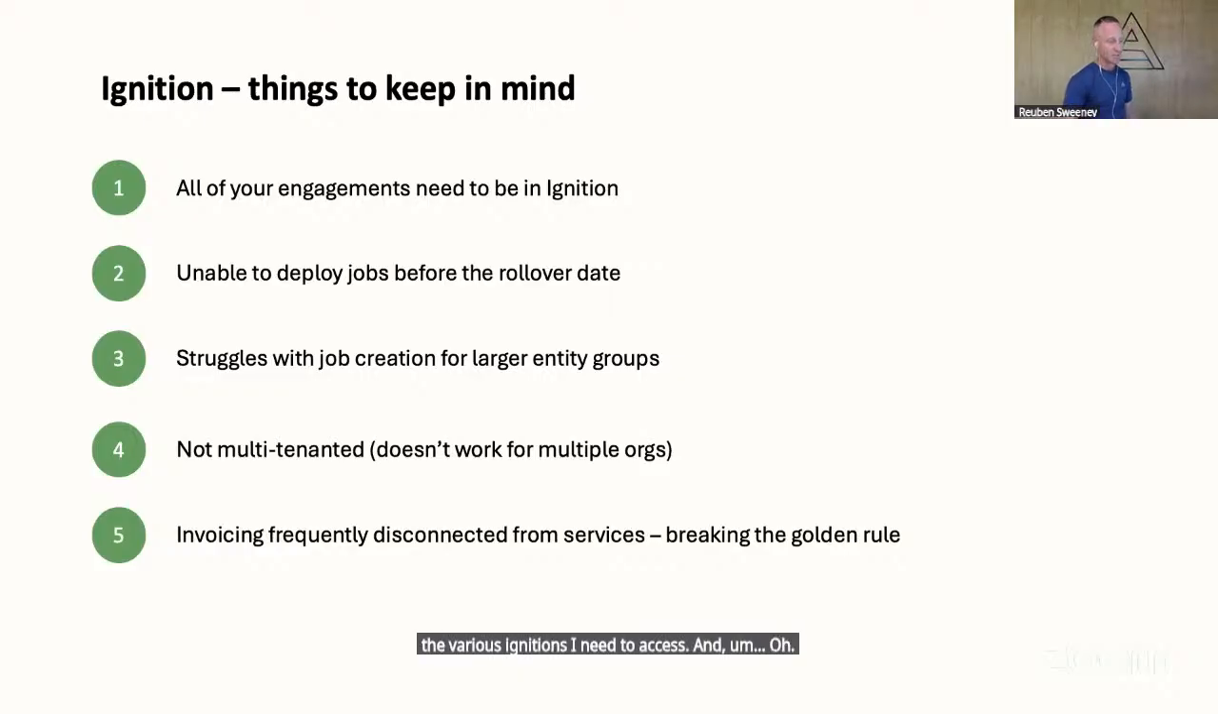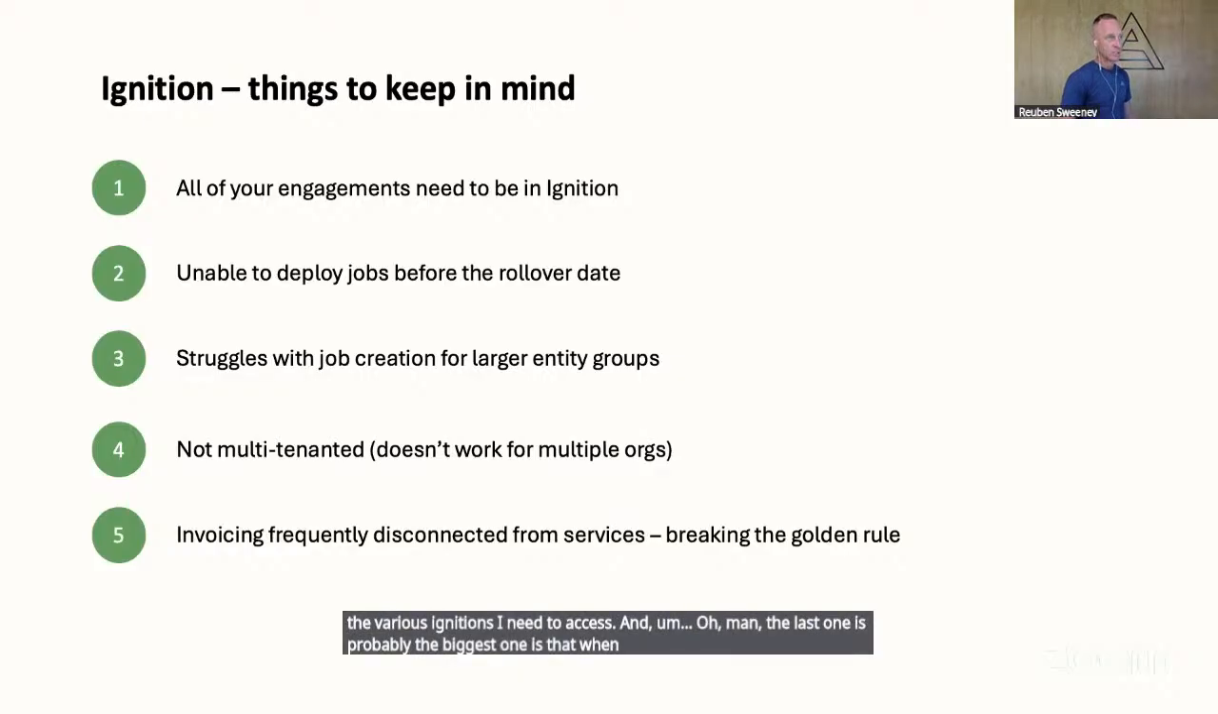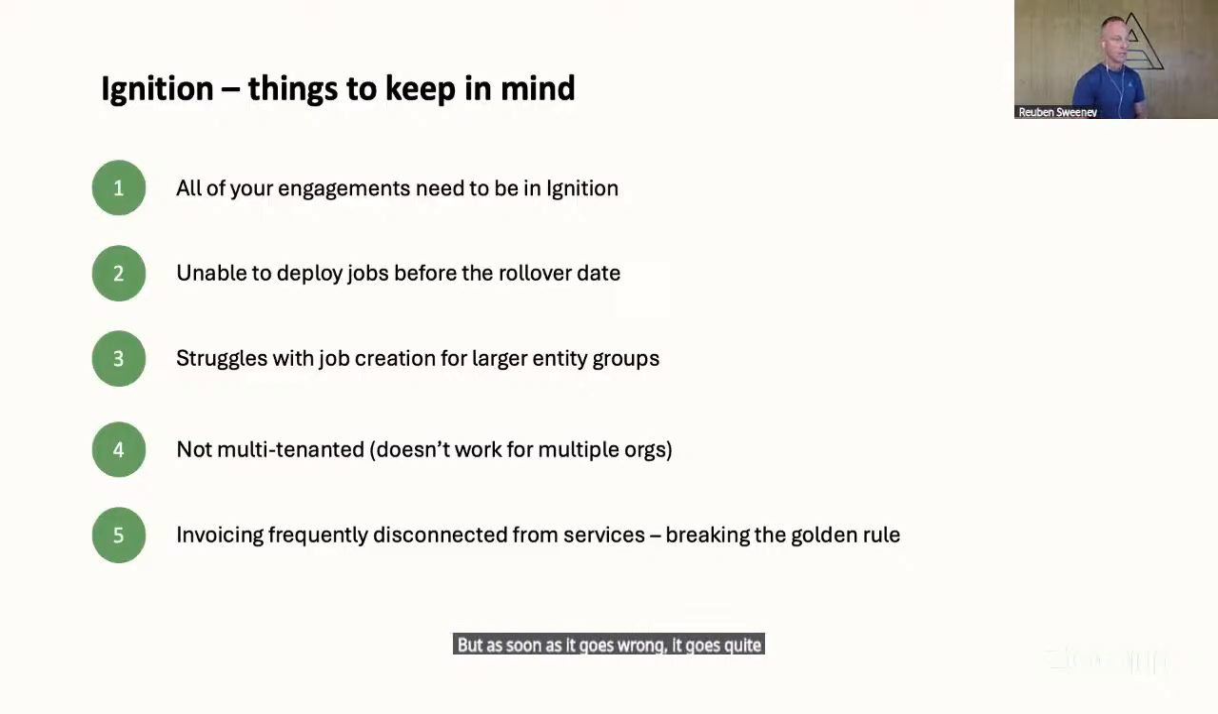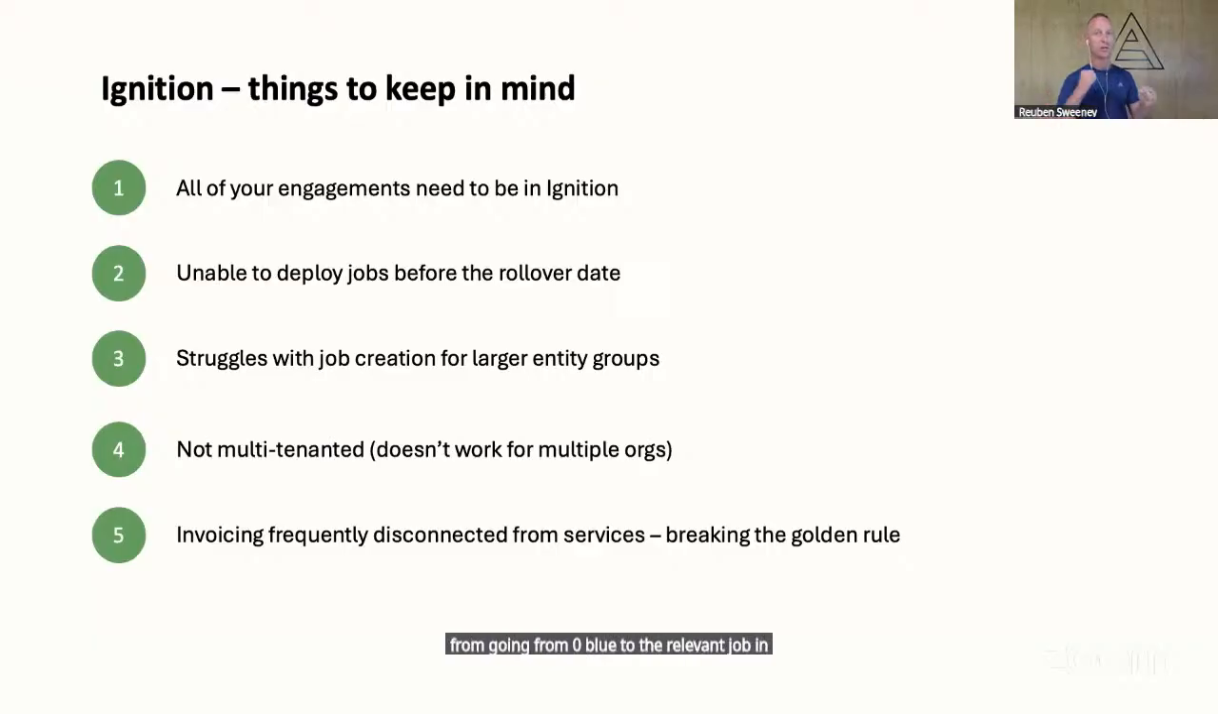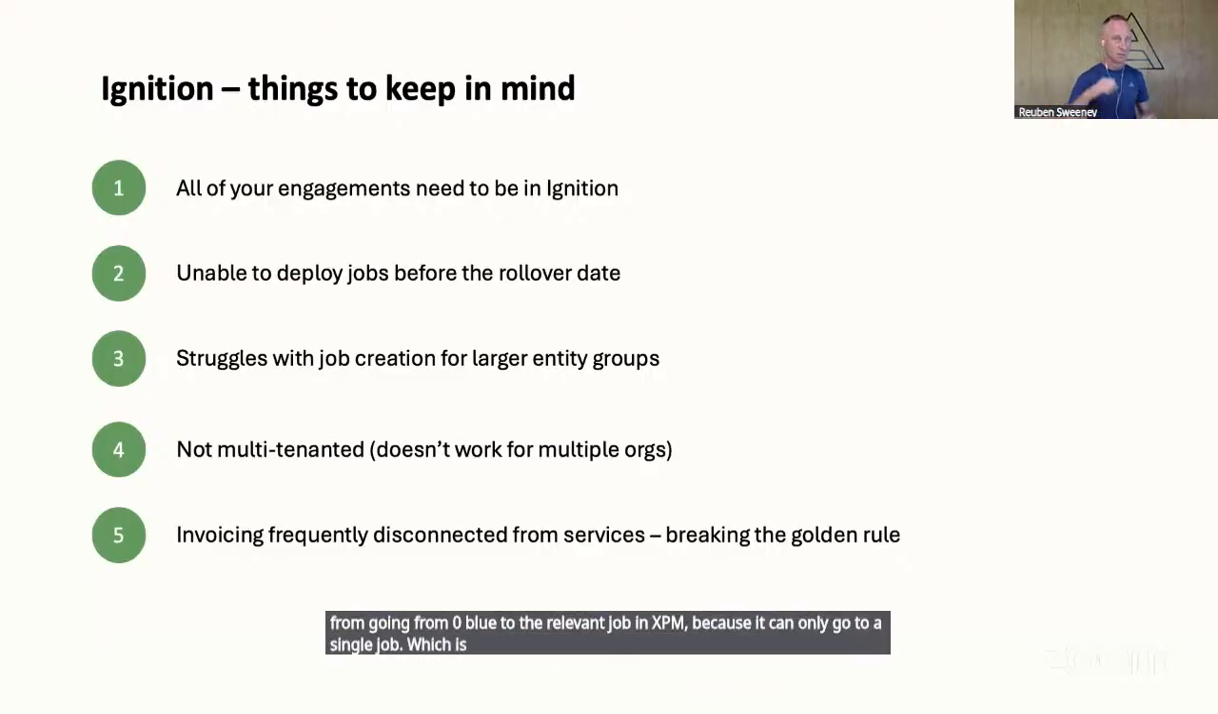And the last one is probably the biggest one, is that when we use Ignition, we need to be very mindful around that golden rule of where our invoices are going versus where our time is going. And it's super easy when using Ignition for that to get disconnected, even though it's meant to make it easier. Works real well when it works, but as soon as it goes wrong, it goes quite wrong. So you want someone who's across how these invoices are being pushed from Ignition to your Xero Blue, and how that then goes from Xero Blue to the relevant job in XPM, because it can only go to a single job, which is where our time needs to be. So it's a triangle between these three apps, and unless someone in your business understands that triangle, it can break a lot of things that come later.